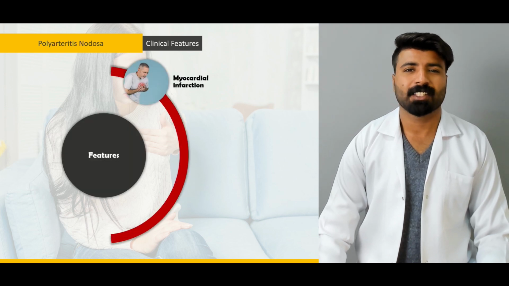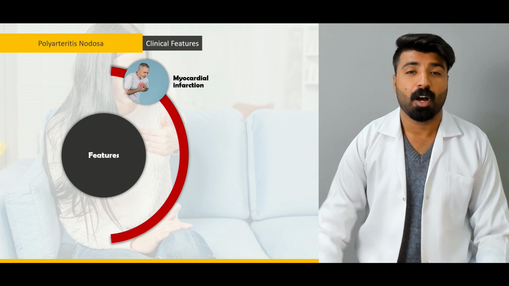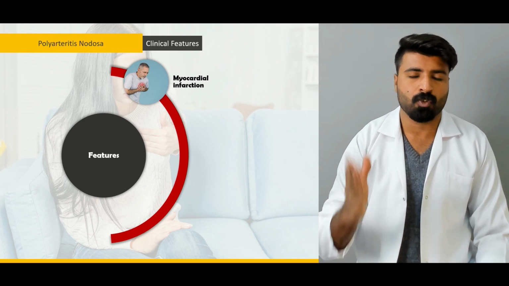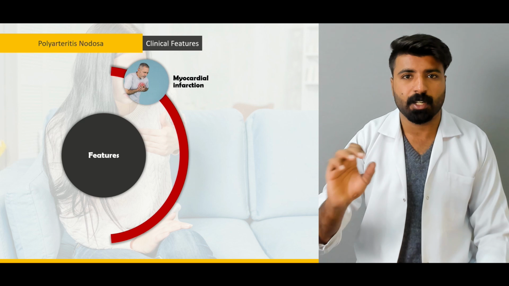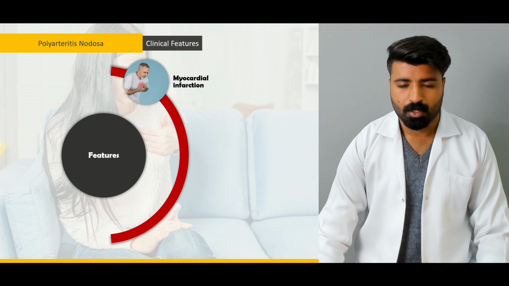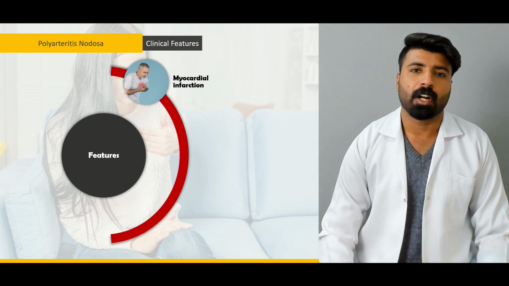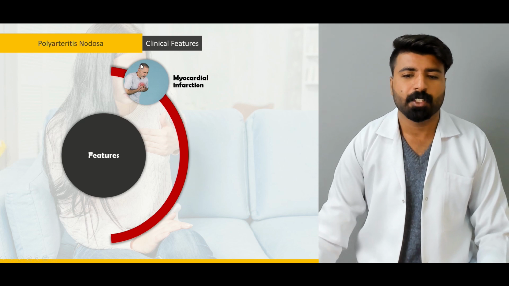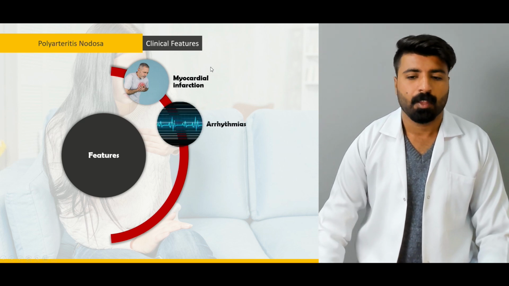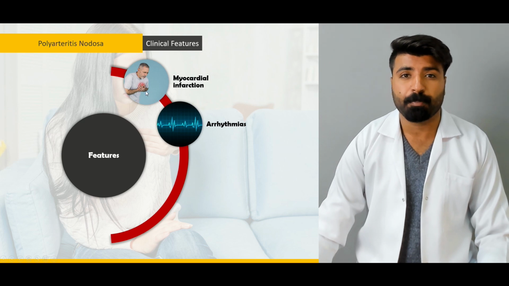Next on we have polyarteritis nodosa. What polyarteritis nodosa is, it's actually a systemic necrotizing vasculitis of the medium-sized arteries, not small arteries, not large arteries, medium-sized arteries. So what it does, it leads to the necrosis of the medium-sized arteries. So what if it affects the coronary arteries? When the coronary arteries are affected, the heart won't get enough blood supply, and that will lead to myocardial infarction. Now that myocardial infarction, even if treated at the proper time, will lead to arrhythmia.